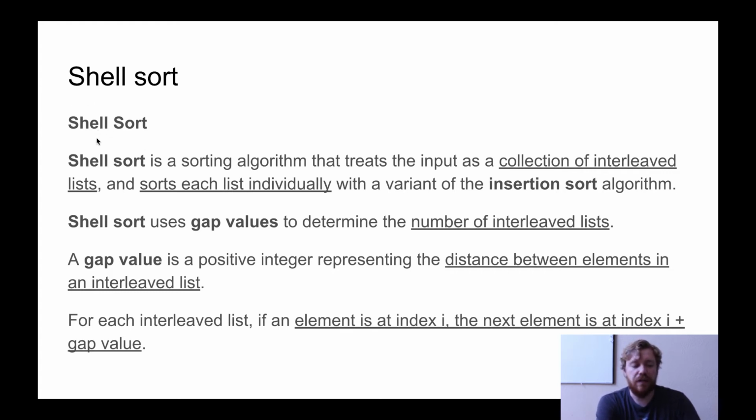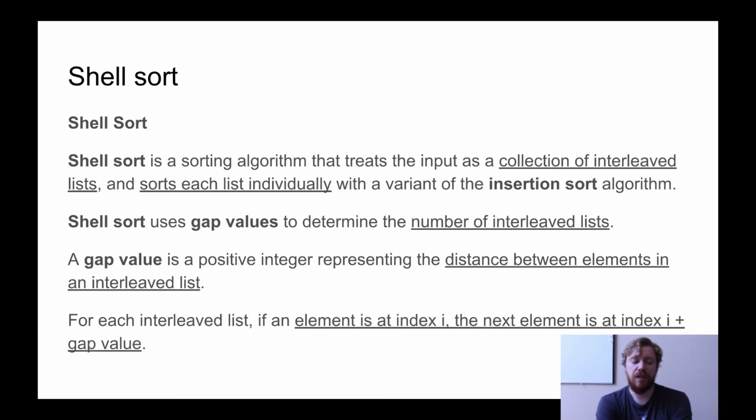So the next sorting algorithm is shell sort. Shell sort is a sorting algorithm that treats the input as a collection of interleaved lists and sorts each list individually with a variant of the insertion sort algorithm. Shell sort uses something called gap values to determine the number of interleaved lists. A gap value is a positive integer representing the distance between elements in an interleaved list.